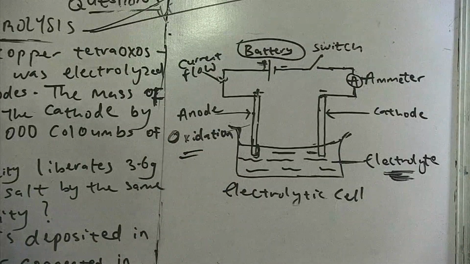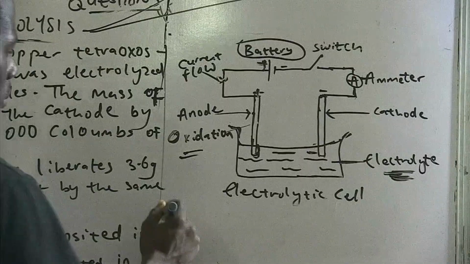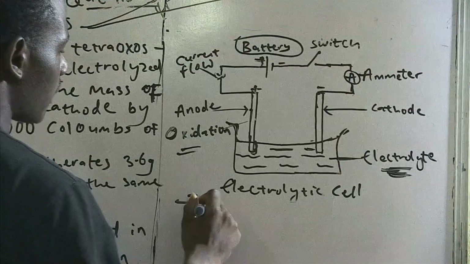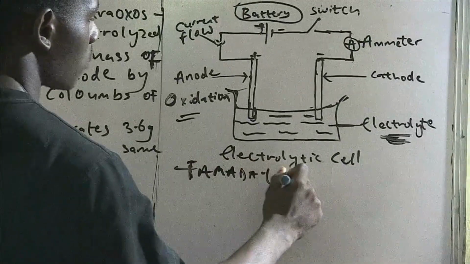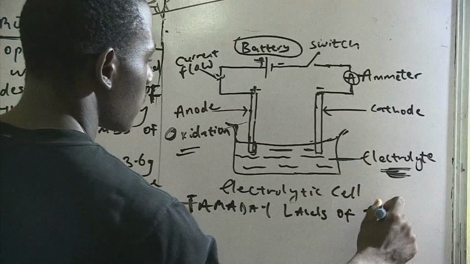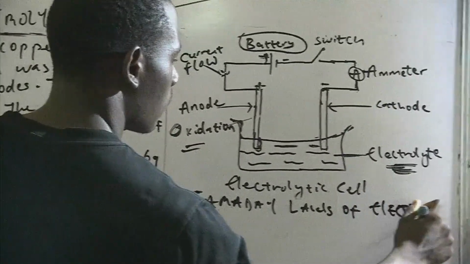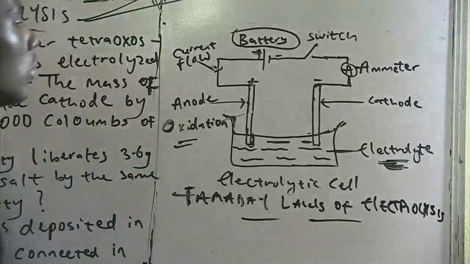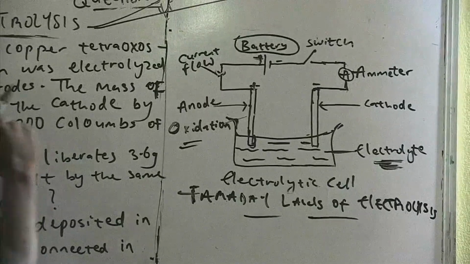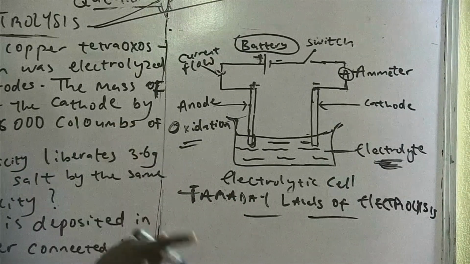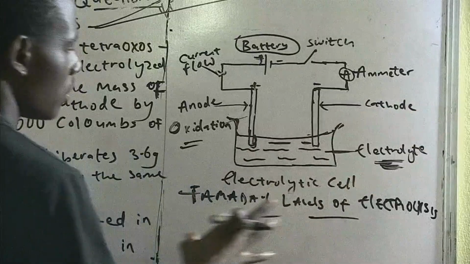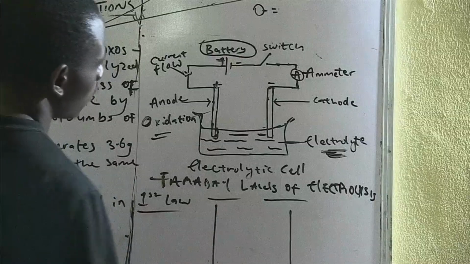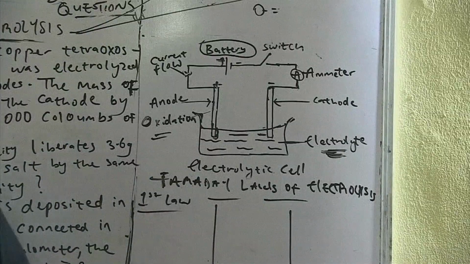So let's quickly go through the laws of electrolysis, the Faraday laws of electrolysis. Oxidation, don't forget, let me repeat this: oxidation happens at the anode, reduction happens at the cathode. So that's that for that. Now let's go to Faraday laws of electrolysis.